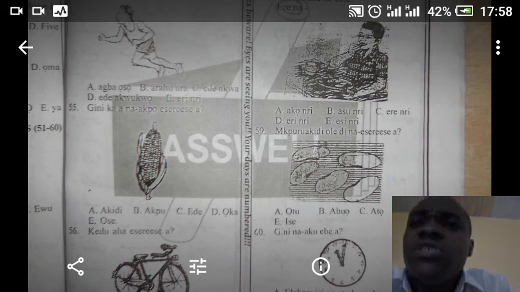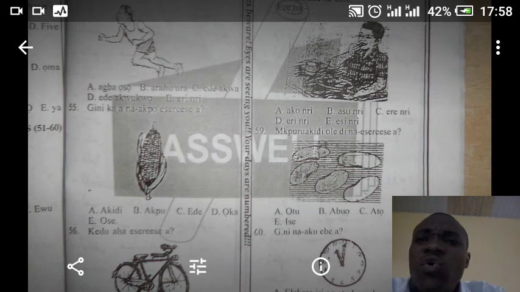Okay, let's look at number 59, which is mkpụrụ akịdị ole dị na eserese a? How many beans? Akịdị means beans. How many beans are in this drawing? A. Otu. B. Abụọ. C. Atọ. E. Ise. The answer is E, which is ise. 5.